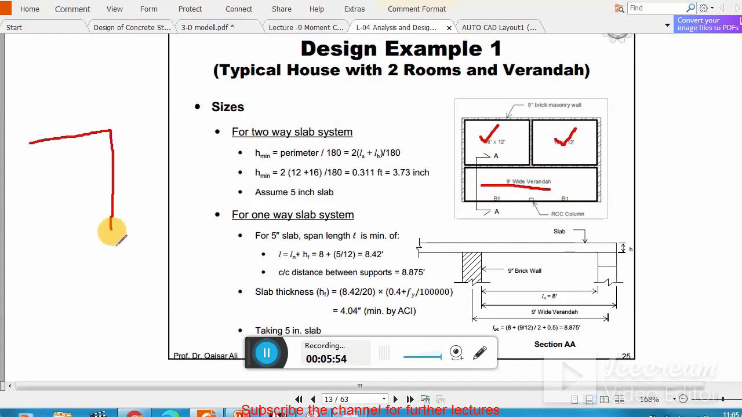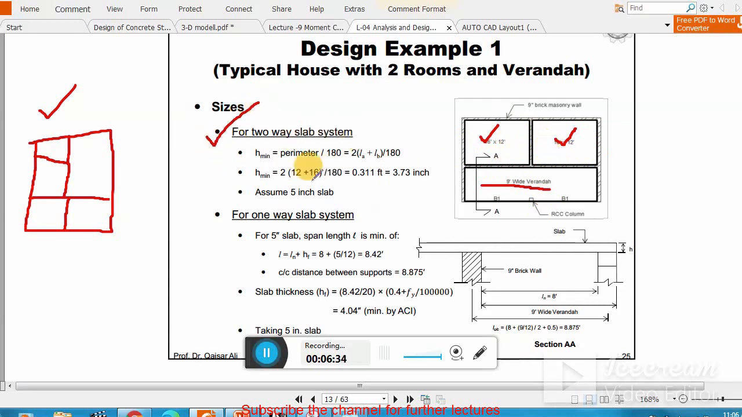Many times, whenever you are designing a house system, you have rooms. Similarly, you have kitchens and bathrooms, and you have lounges. So it is a different panel system. I recorded a lecture on it, available on my channel. Please watch that to see how to cope with that problem. But here you see that we have a two-way slab system and a one-way slab system. So in this case, how do you calculate the thickness of the slab?